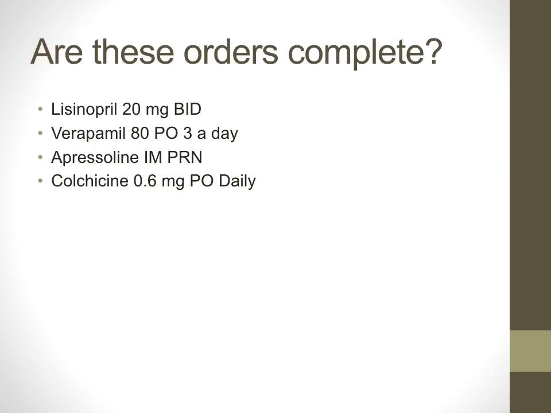Look at the next one, colchicine, 0.6 milligrams PO daily. Is that a complete order? Actually, it is a complete order. This one's not too bad. Okay, so make sure when you're looking at a physician's order, it's a complete order. If something is missing, you need to notify the physician to get a clarification.